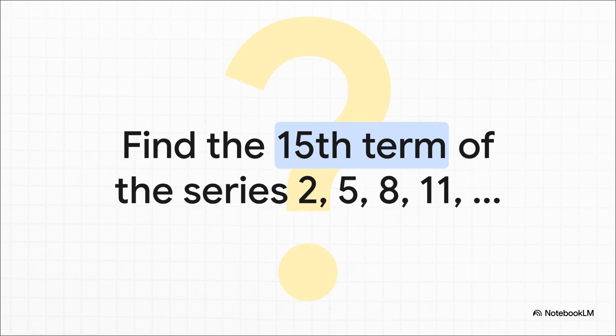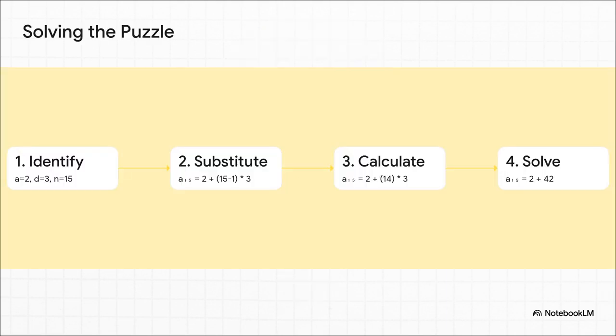Okay, remember that puzzle from the beginning? Well, guess what? We now have everything we need to solve it. No more guesswork. Let's put this tool to work. All right, let's break it down. First, what do we know? Our starting number, A, is 2. The step size, D, is 3. And the term we want is the 15th one, so n is 15. Perfect. Now we just plug those numbers right into our formula.